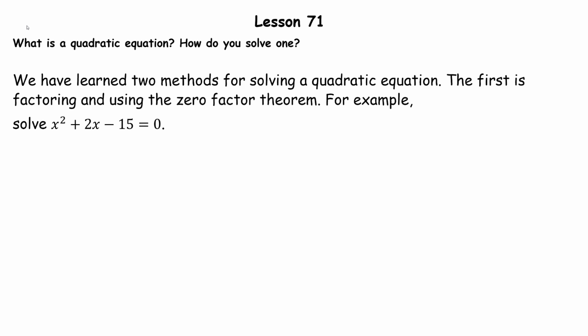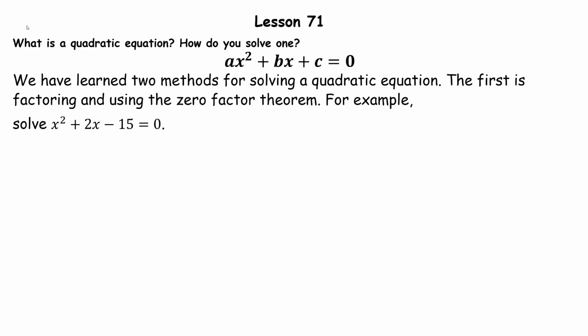Okay, lesson 71. First question is, what is a quadratic equation? A quadratic equation is an equation of this form, ax squared plus bx plus c equals 0, where a, b, and c are numbers, and a is not 0. So this means any equation where you have an x squared term and it is the highest power of x.